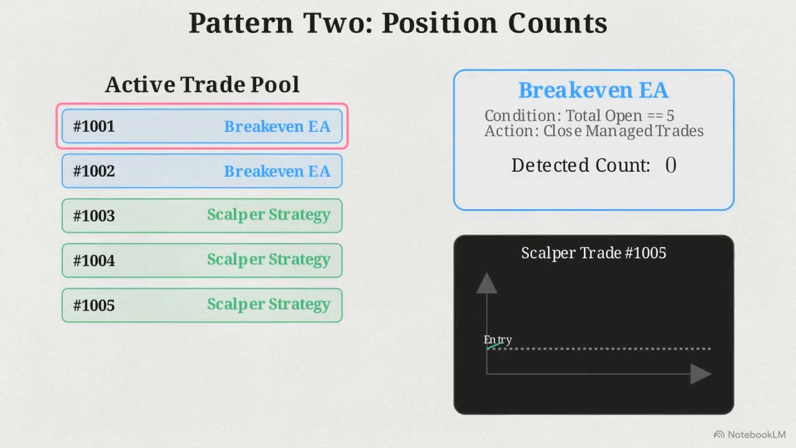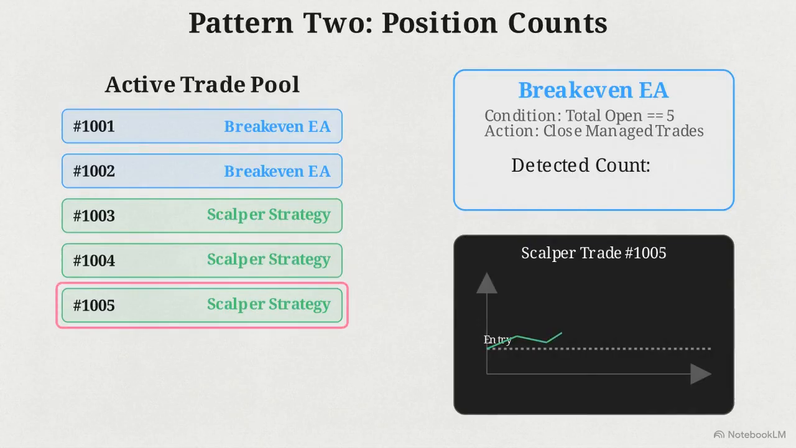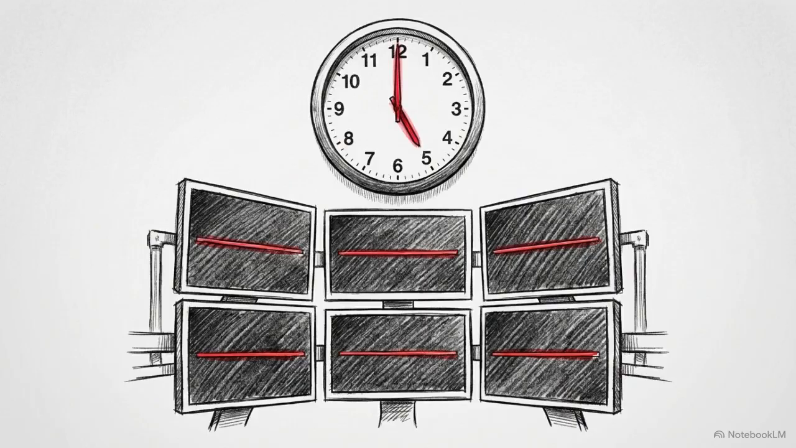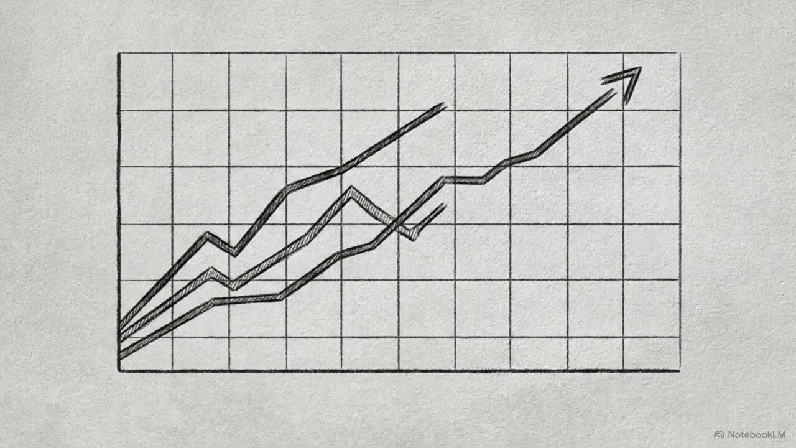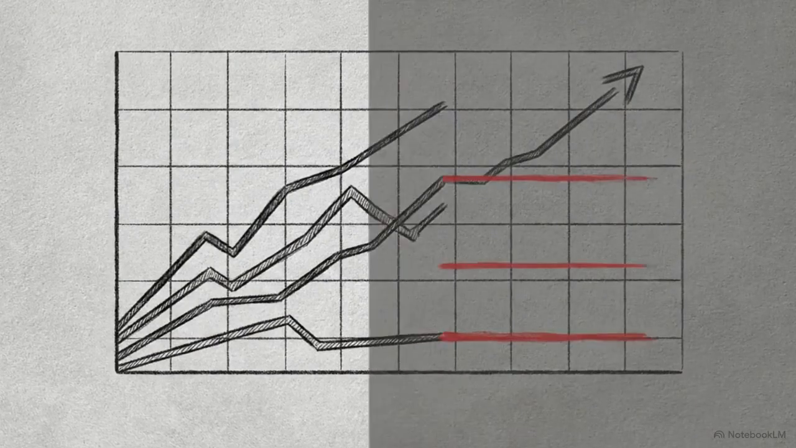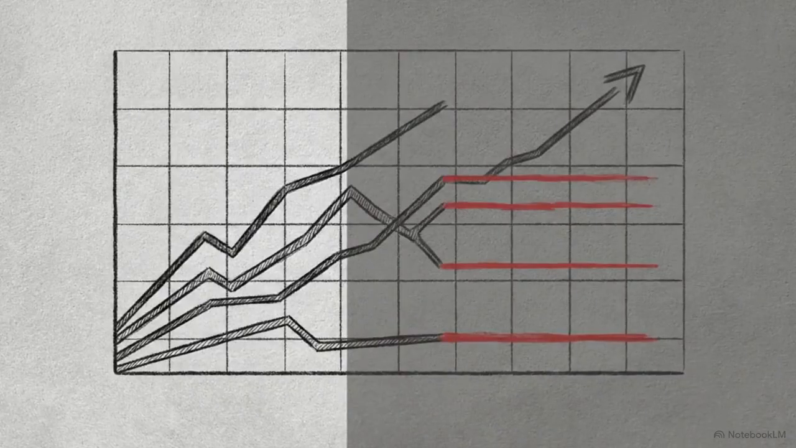Pattern 2. Position counts. A break-even EA tallies up the total open positions to decide if its rules apply. By mistake, it counts a separate scalper's trades, triggers its logic prematurely, and closes the scalper out for zero profit. Pattern 3. The basket close. An end-of-day algorithm is scheduled to flatten all its daily trades. It sweeps the target symbol and ruthlessly wipes out distinct, long-term trend positions running on the exact same asset.